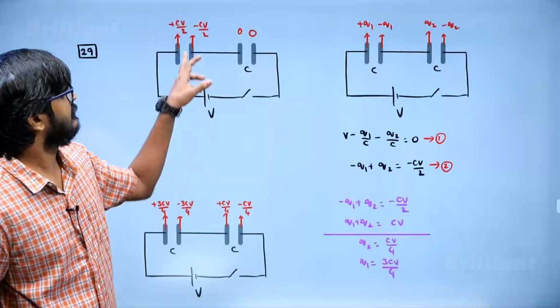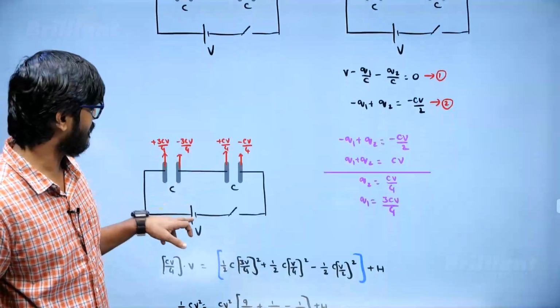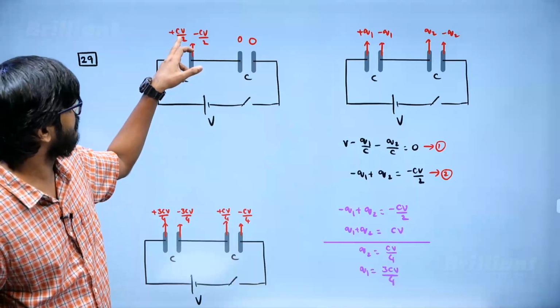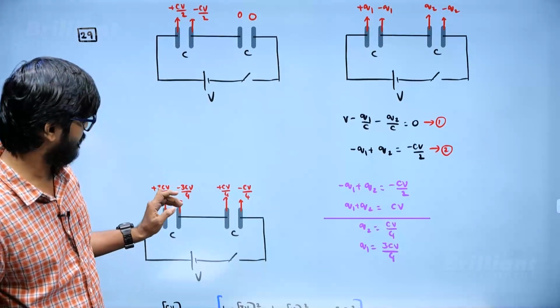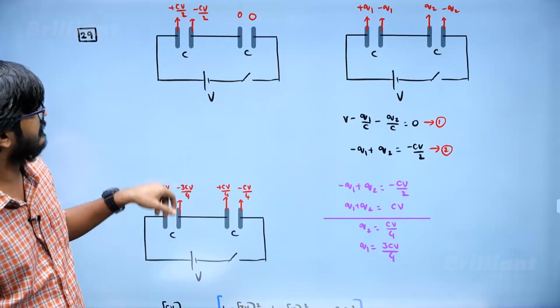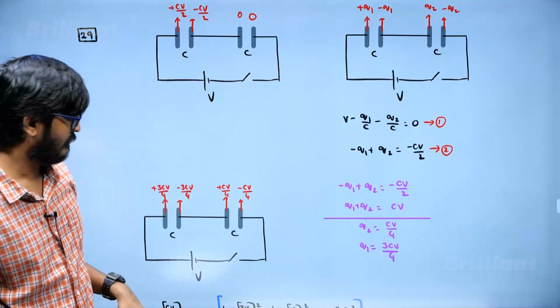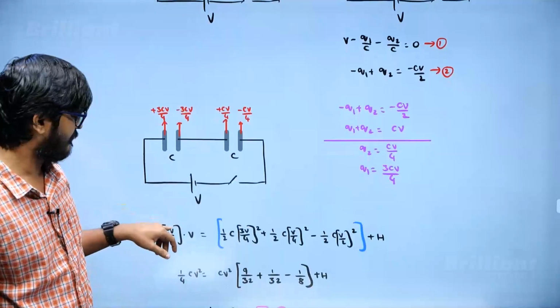Then you can see there is a change in energy. Now what is the work done by the battery? Work done by the battery is the charge given by the battery times V. Earlier on this plate it was CV by 2. Now on this plate it is 3 CV by 4. So what is the charge given by this battery? It is giving CV by 4. So what is the work done by this battery? CV by 4 into V.